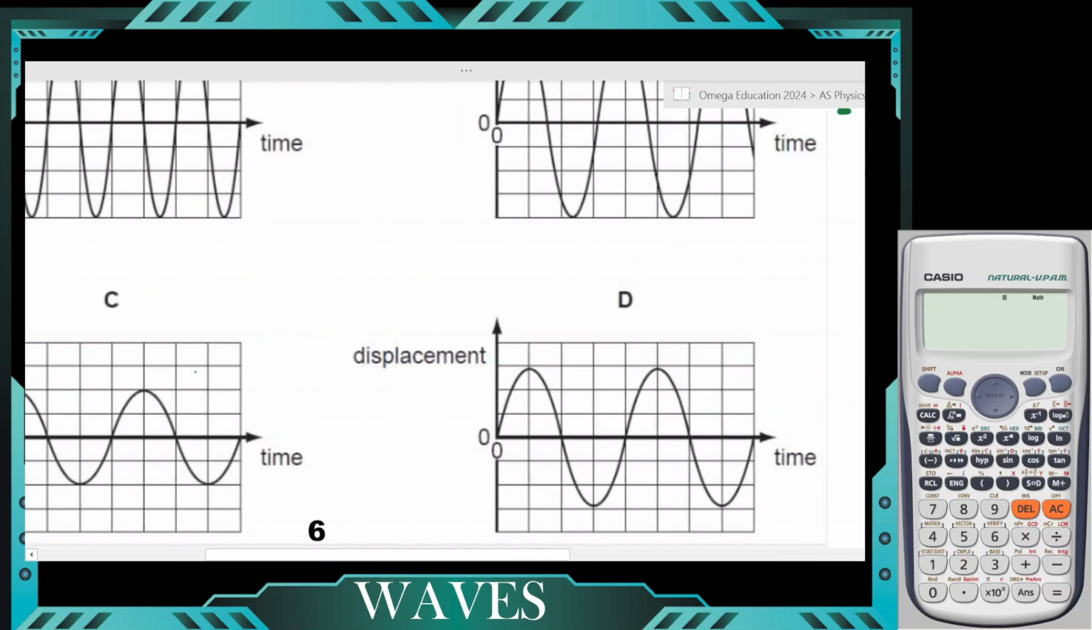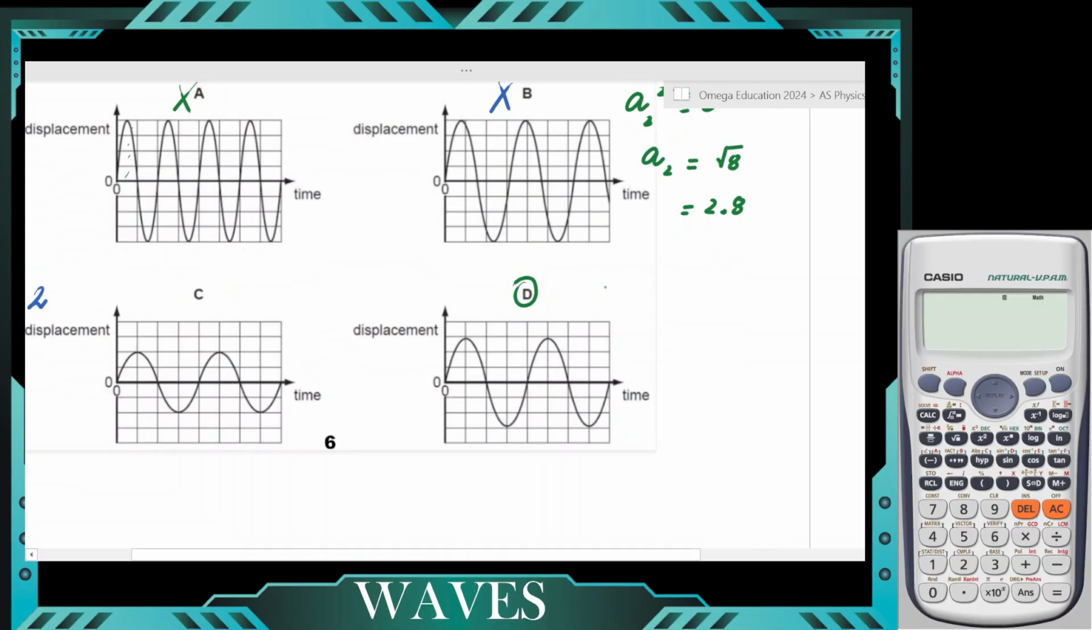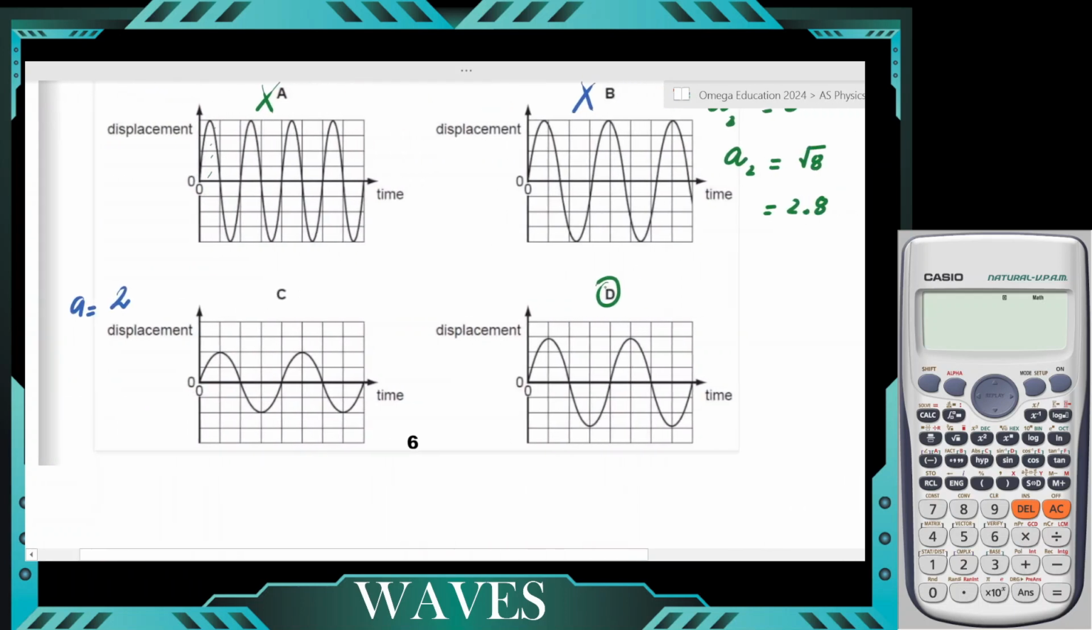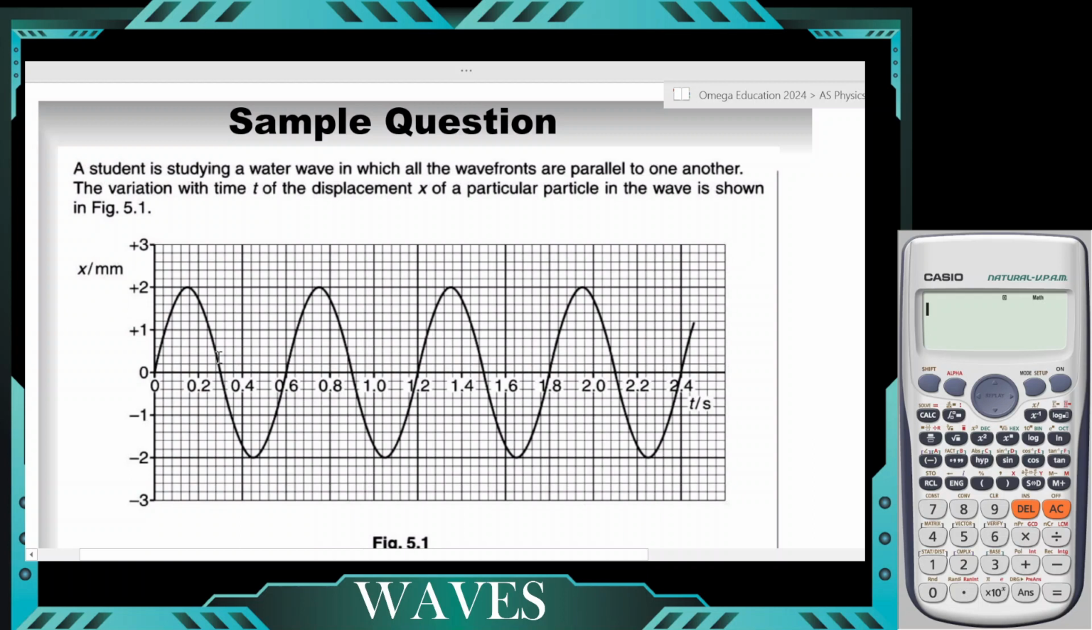In option D, the amplitude is 2, like I was saying, slightly less than 3. So it would be 2.8. So D is the answer for this one. So here we have P2 questions from this topic.